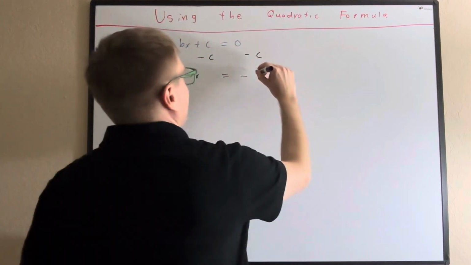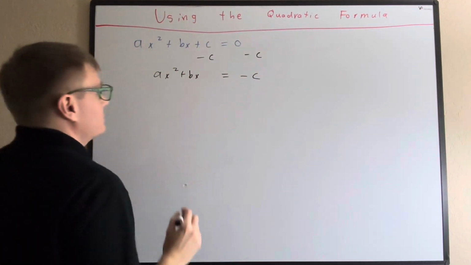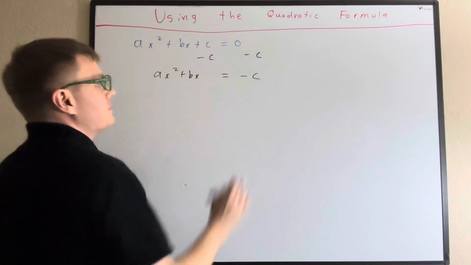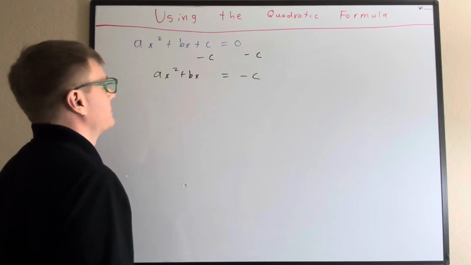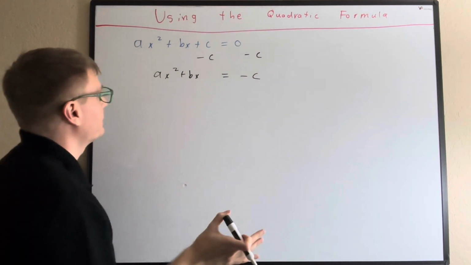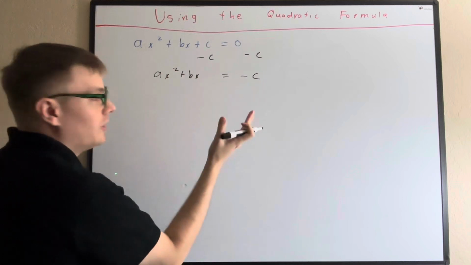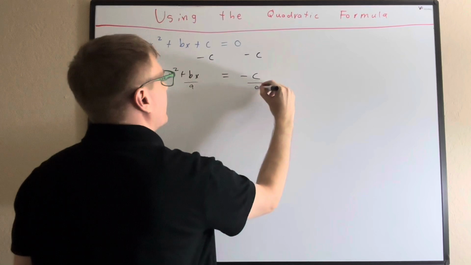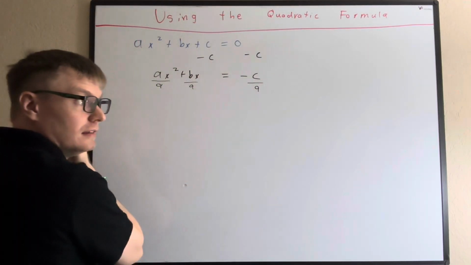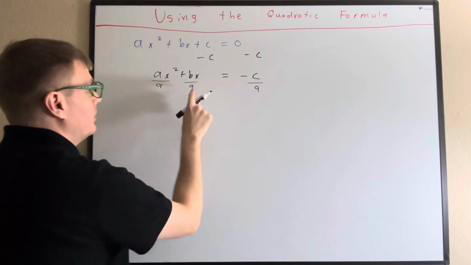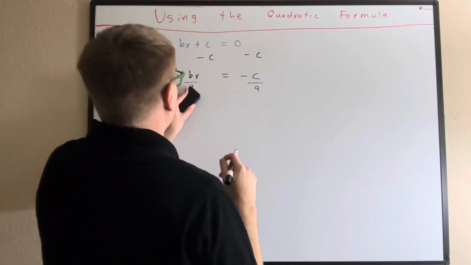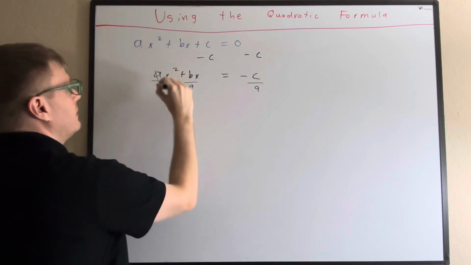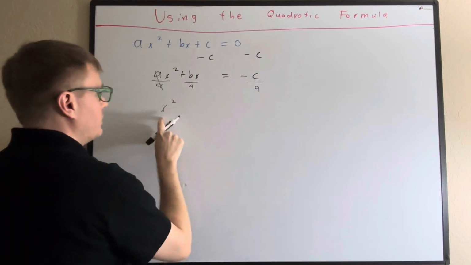All right. So, first of all, we subtract C. Right? Now, we have a problem here. A is usually 1. So we're just going to divide everything by A. And yes, you have to divide that middle term by A as well. So A divided by A is 1. So we accomplished what we wanted to do.